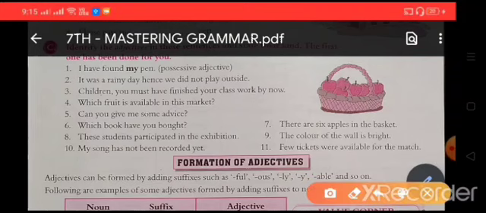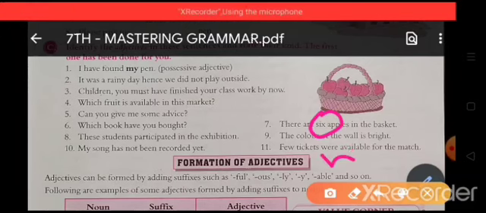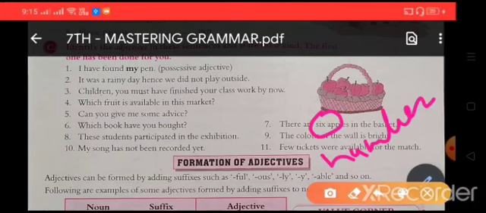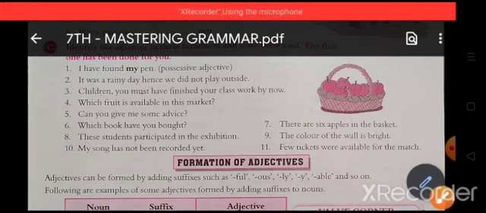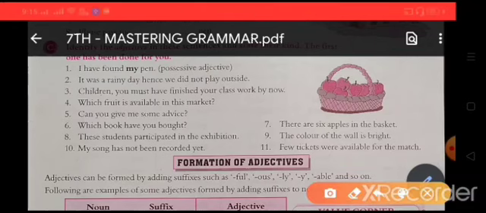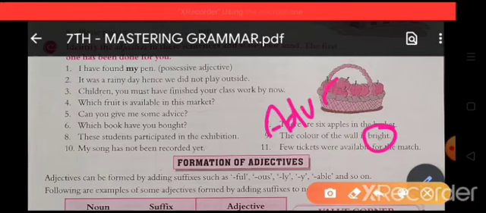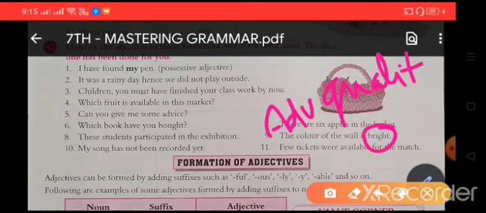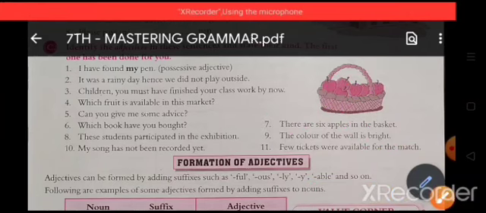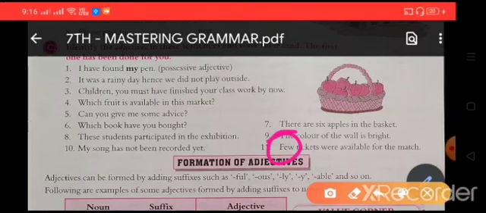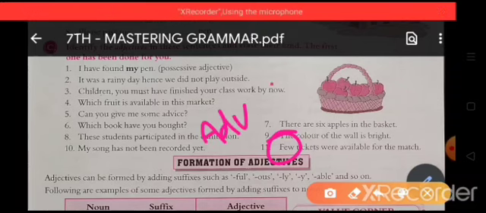Next is 7. There are 6 apples in the basket. So now here we can say this is number of adjective. The color of the wall is bright. Bright is adjective of quality. Few sticks were available for the match. Few, adjective of quantity.